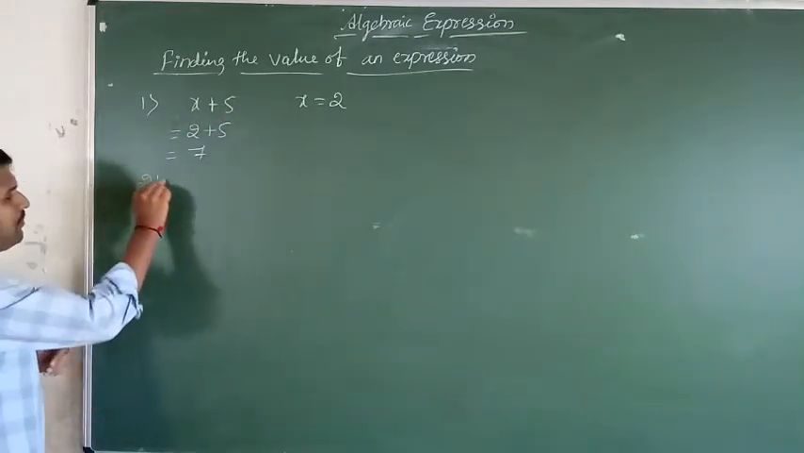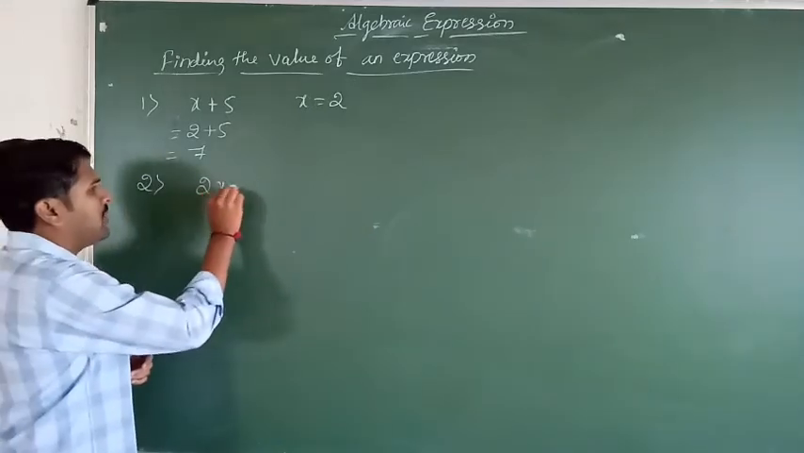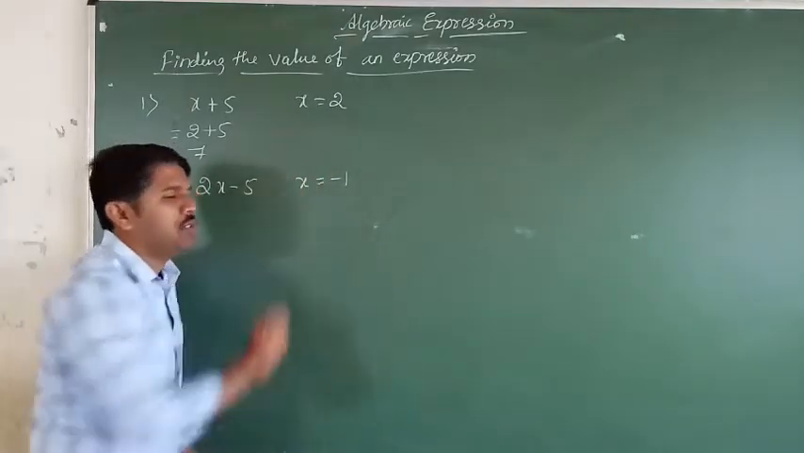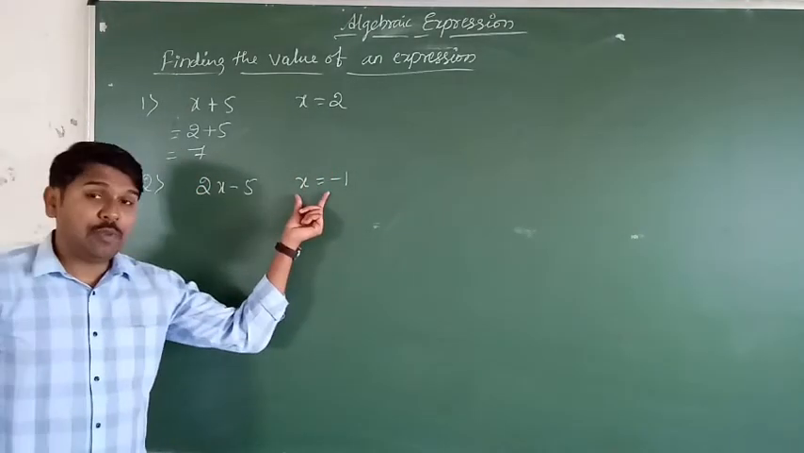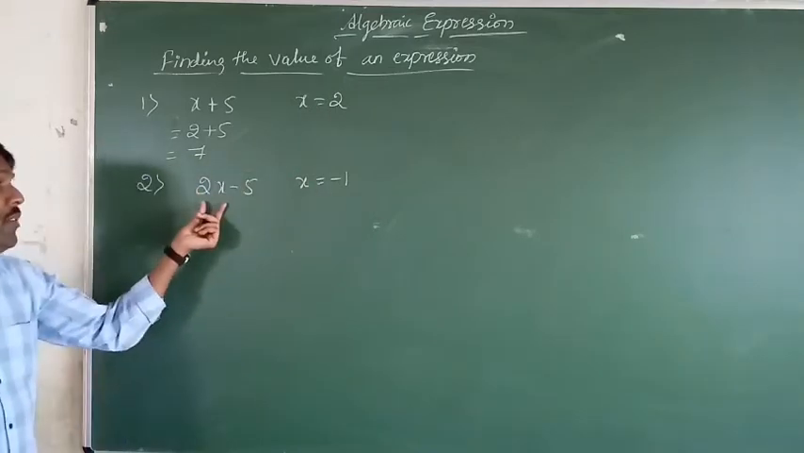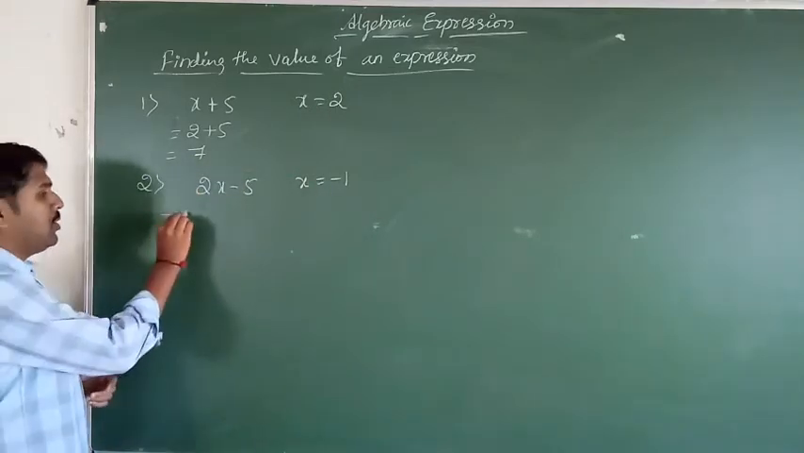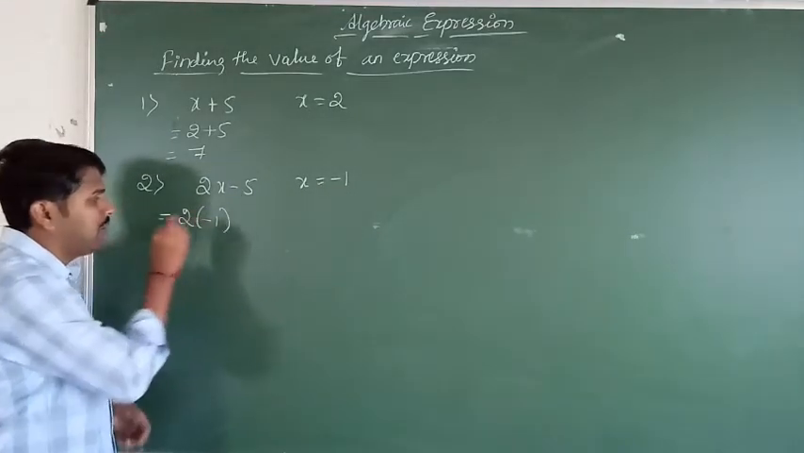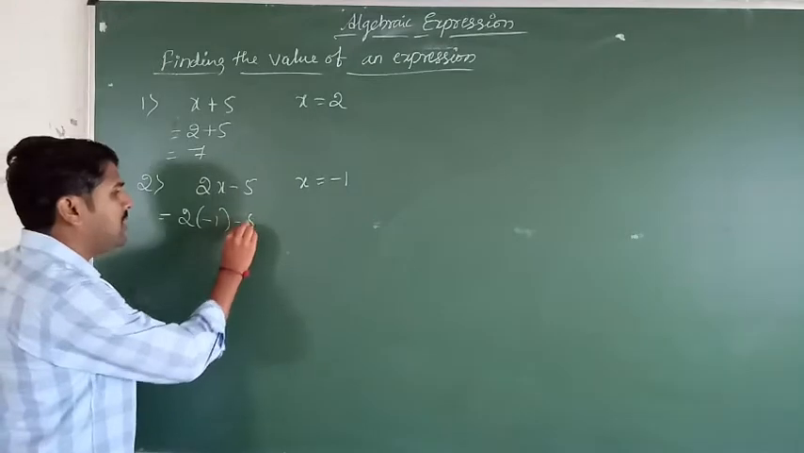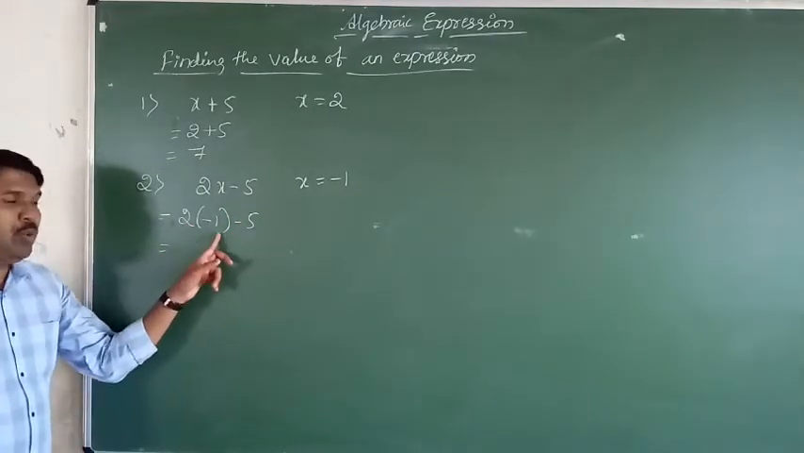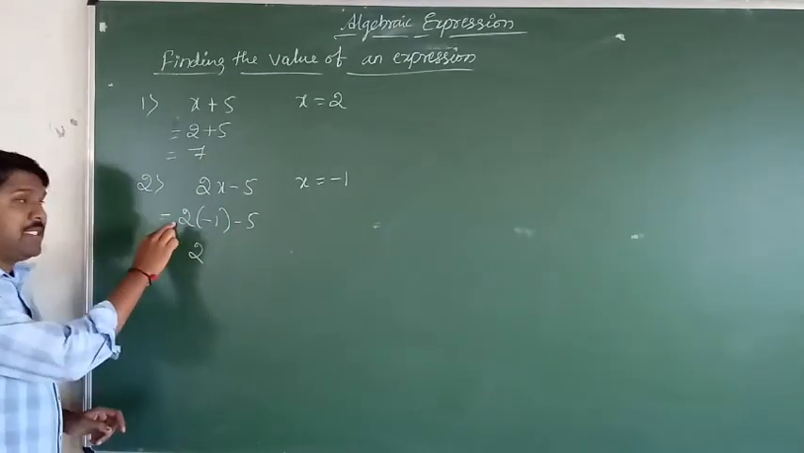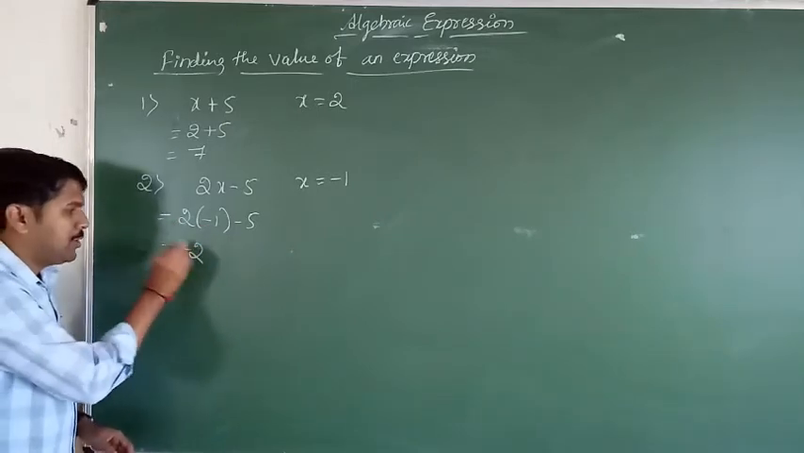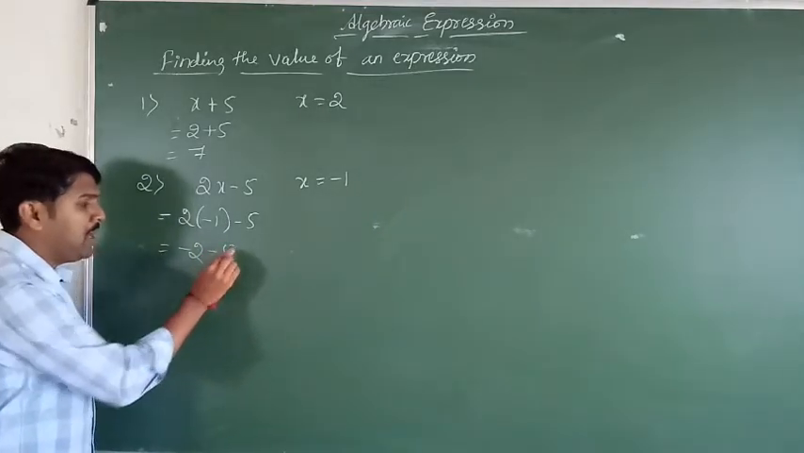So take up another one, 2x minus 5. Okay, so here x equals minus 1. So take the x value as minus 1 and put the value of x here. So 2 into, here minus 1 is there, so take it in a bracket. 2 into minus 1 minus 5. So 2 into 1, 2. Here plus and there is no sign, it's plus sign. Plus into minus, minus.